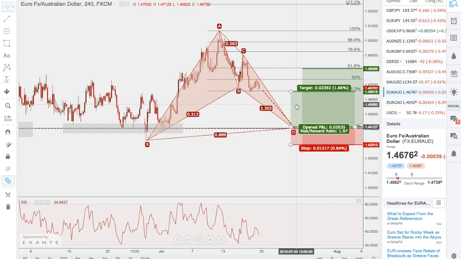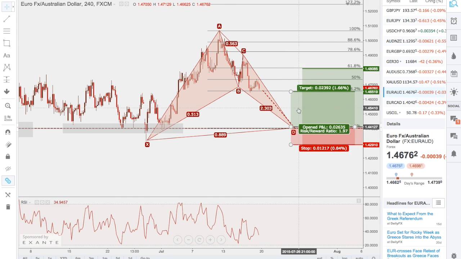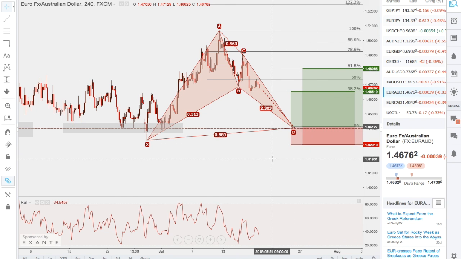Right, and this is only for target 1, and if you look at target 2, the risk to reward ratio is more than 3, right? So this is a very good risk to reward ratio. Basically all bat patterns are pretty nice in their risk to reward. So having said that, if price next week manages to come back to this level around the 1.4420, we'll be looking for a buy trade, with our targets and stops over here.